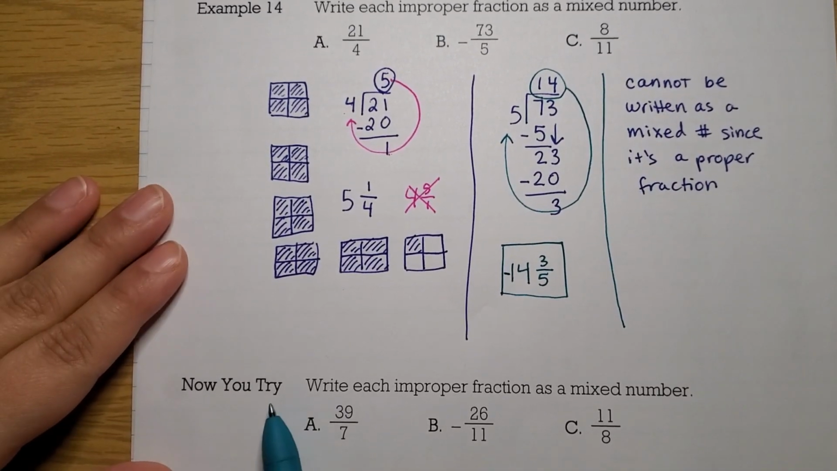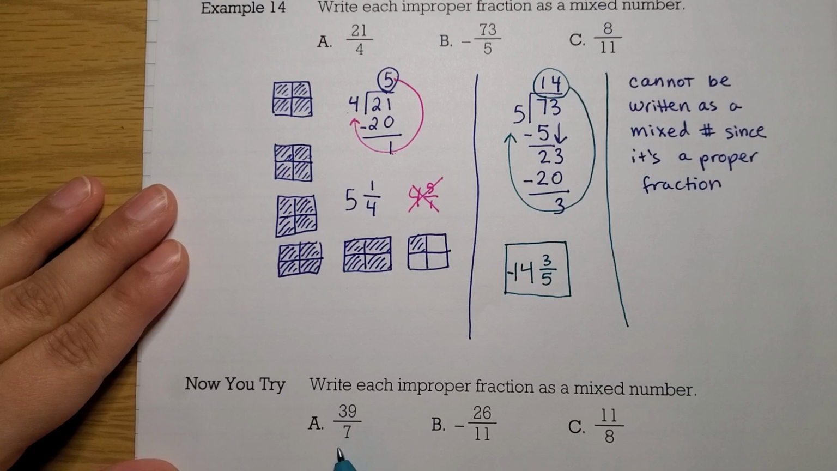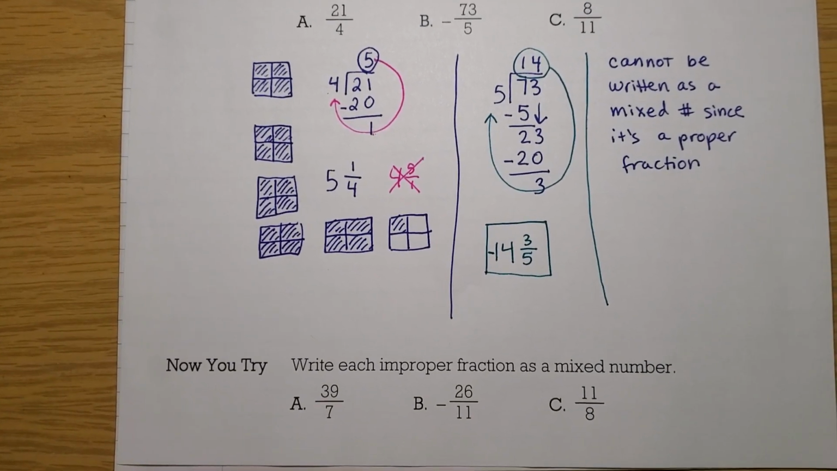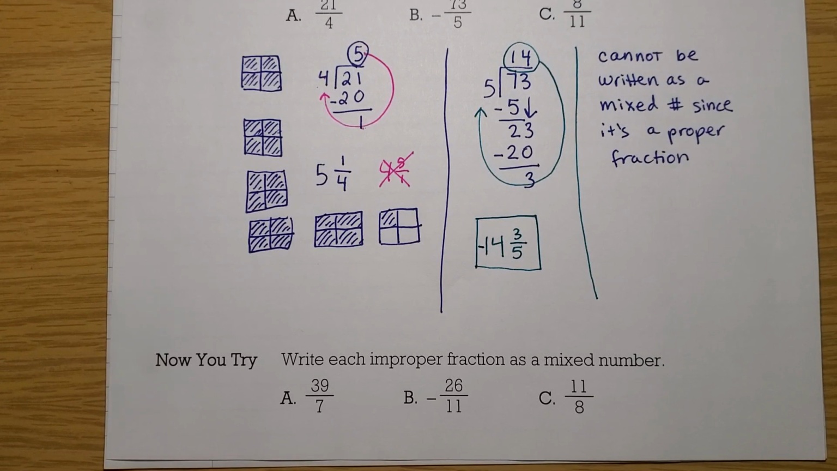So at the end, we have our now you try. So we've got 3 different improper fractions that you can try writing out as a mixed number. In the next video on this chapter, we're going to talk about how you can use your calculator to do conversions between fractions and mixed numbers.